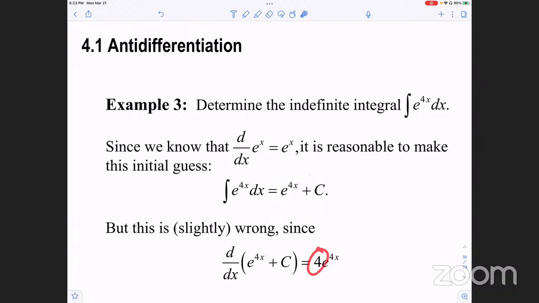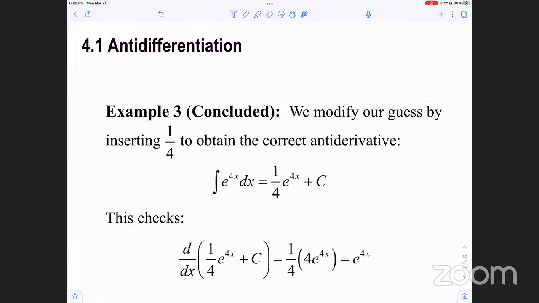But this 4 is an extra term. So to get rid of that, we divide by 4. So we modify our guess by inserting a 1/4. So then the integral of e to the 4x dx, now we're going to modify our guess and say e to the 4x over 4 plus a constant. Now when you take the derivative, you finish with the proper result.